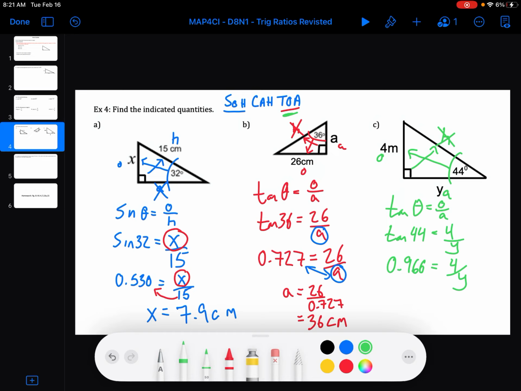We're going to switch the y with the 0.966. And then we're going to times or divide 4, so we're going to get 4.14. So we'll just call it 4.1 meters.